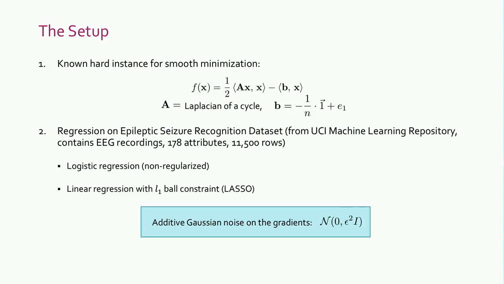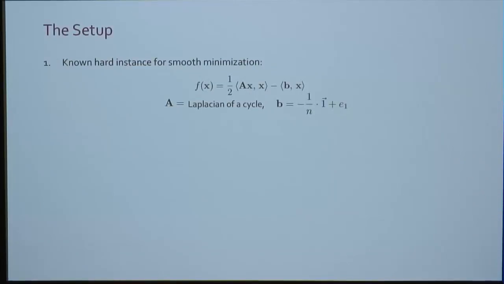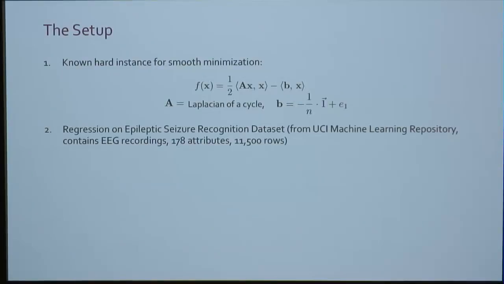Let's see what happens actually in practice. So the numerical experiments I'll show you, one is for a hard instance for smooth minimization. If you don't know what it is, don't worry about it, but this is where smooth minimization algorithms typically exhibit their worst case performance. Another set of experiments is on a real data set. It is the epileptic seizure recognition data set. It contains EEG recordings of patients, some of whom were in epileptic seizures, some of whom were not. It has 178 attributes and 11,500 rows.